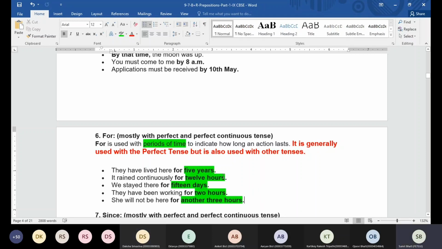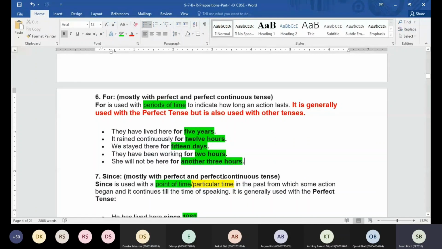Yes, sir. Okay. Then we have the word since, but since is the word, guys, we only use with perfect and perfect continuous tense. If you have since in the sentence, in that case, we only are supposed to use either perfect tense or perfect continuous tense. We cannot use any other tense if you have the word since in the sentence.